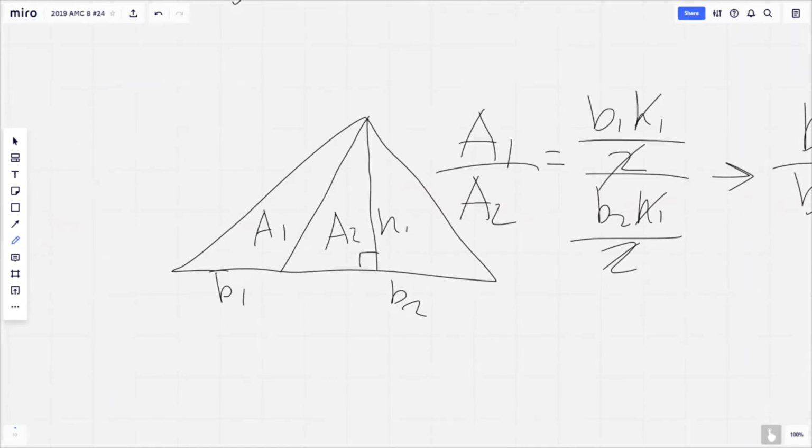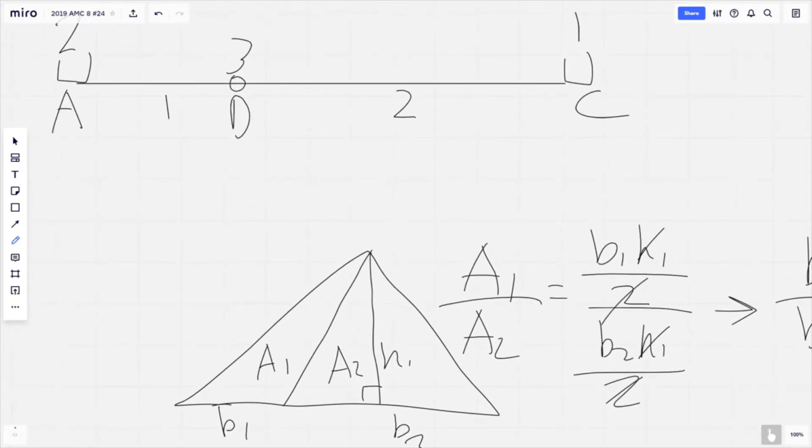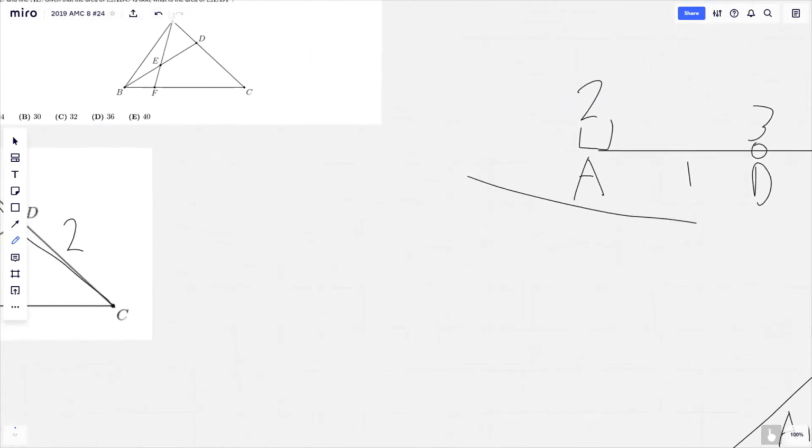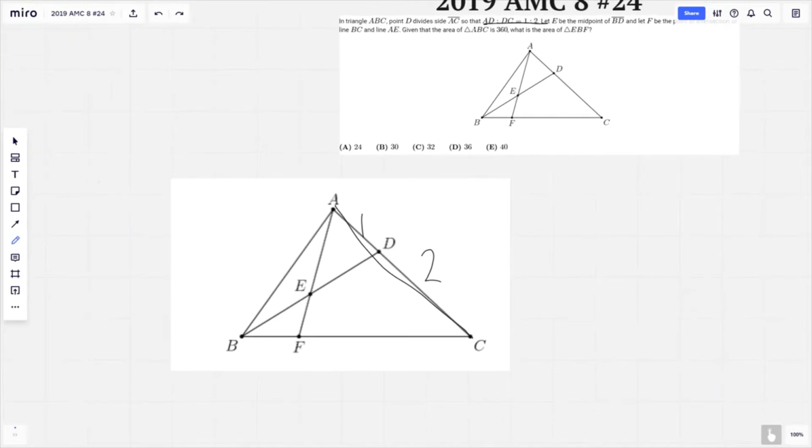So this idea that we can find the ratio of two areas as the ratio of the bases is especially useful with mass points because we've already found the ratios by using weights. So we can go ahead and apply that to this problem right here. We know that the ratio of AD to DC is 1 to 2. The weights are then 2 to 1. Total weight is 3 at D.